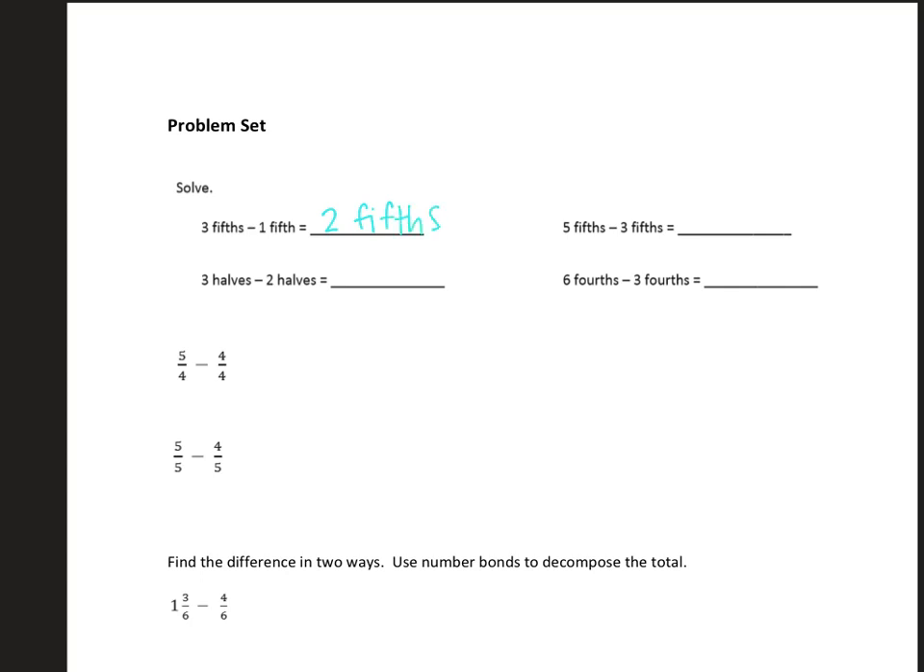All right, going across, 5/5 minus 3/5, that's going to give me 2/5. All right, 3/2 minus 2/2. 3 minus 2 is 1, so that's going to give me 1/2. All right, and then 6/4 minus 3/4. 6 minus 3 is 3/4.